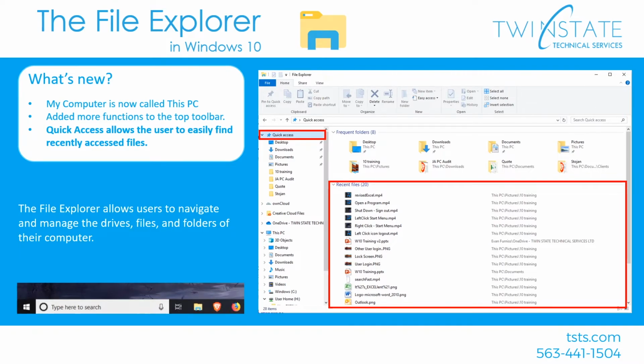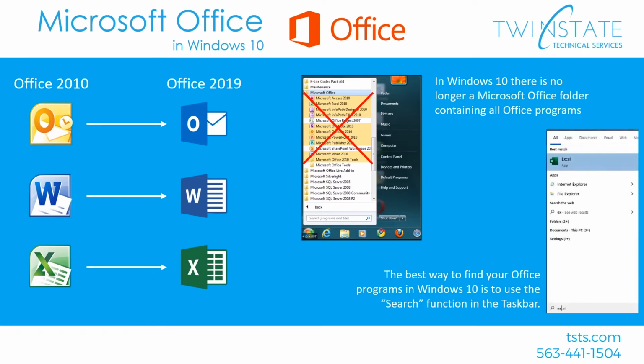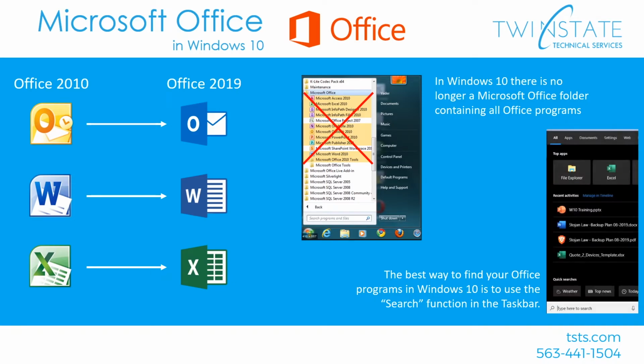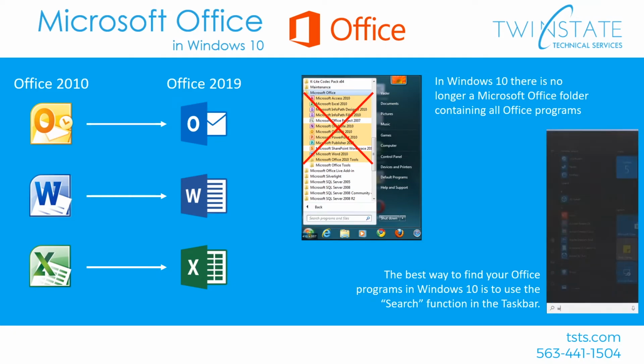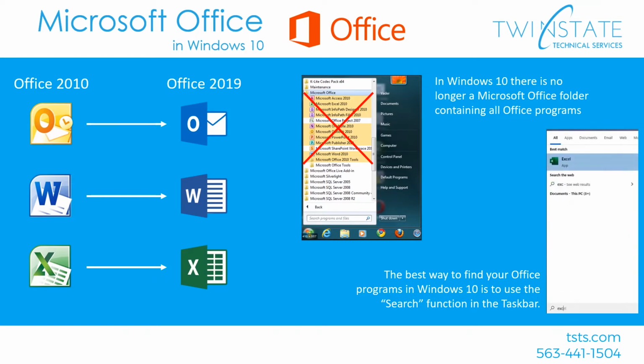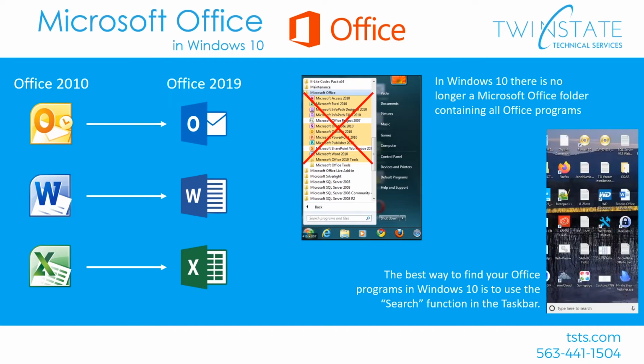A major difference in Windows 10 with Office products is that there's no longer a folder in the Start menu labeled Microsoft Office that contains all of your Office programs. The best way in Windows 10 to find your Office products is to use the search function in the bottom left hand of the screen.